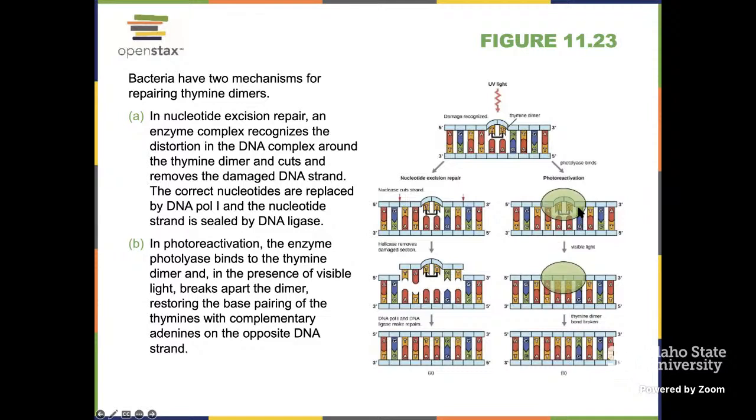Another one is an enzyme photolyase, and this enzyme recognizes these dimers. It needs light, which I think is kind of interesting. Light was potentially the culprit for the damage, and now we're using it to stimulate the repair. This enzyme recognizes these dimers, and it's a similar sort of idea, but we're not chopping out the nucleotides and replacing them. We're breaking those covalent bonds and allowing for hydrogen bonding to occur with their partners, as we see right here.